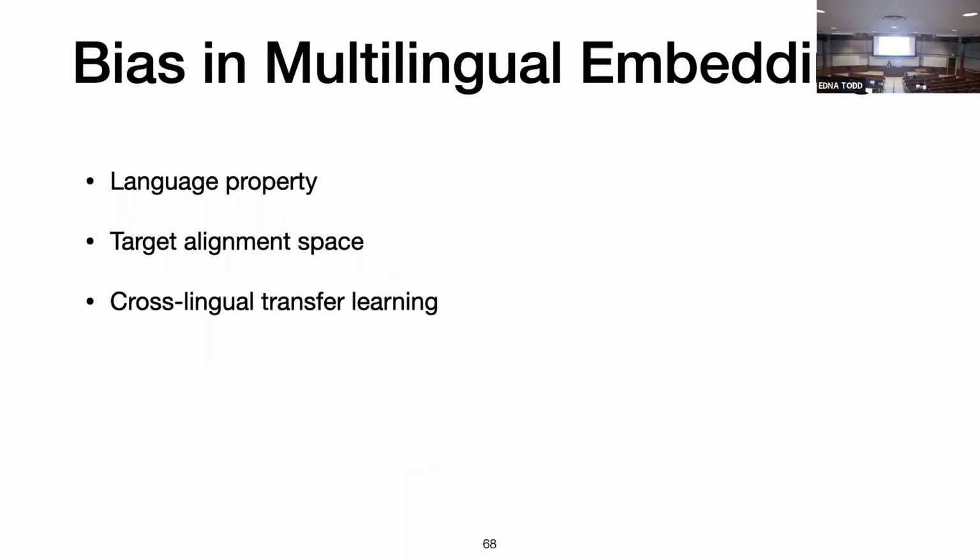As I said, there are different language properties for the languages spoken in the world. So in this work, we want to understand the biases in the multilingual embeddings from three perspectives. One is the impact of the language property. Also, when we get the multilingual word embeddings, we have the target aligned space. Will this affect the biases? And also, how will the bias in the embedding affect cross-lingual transfer learning?